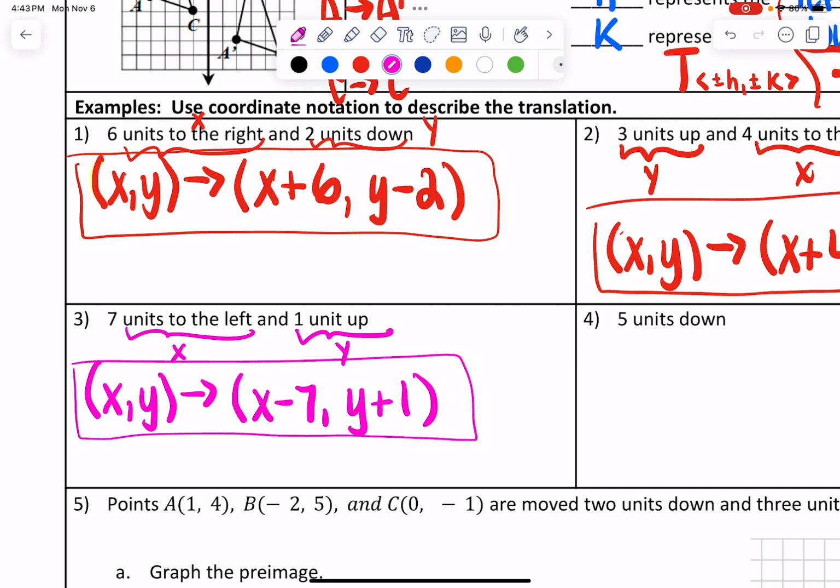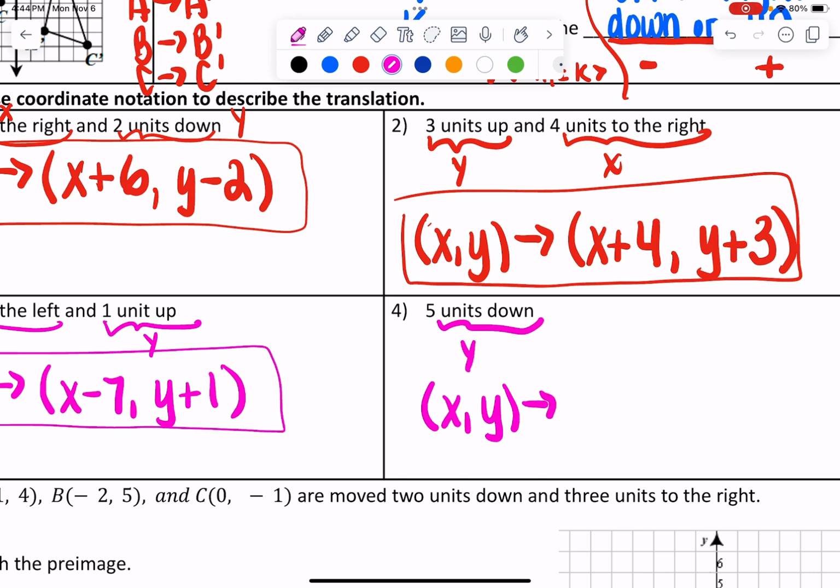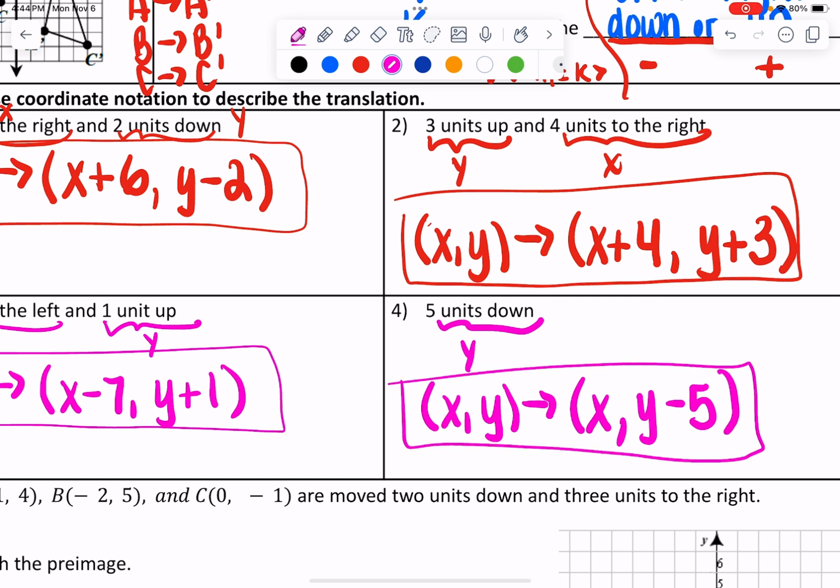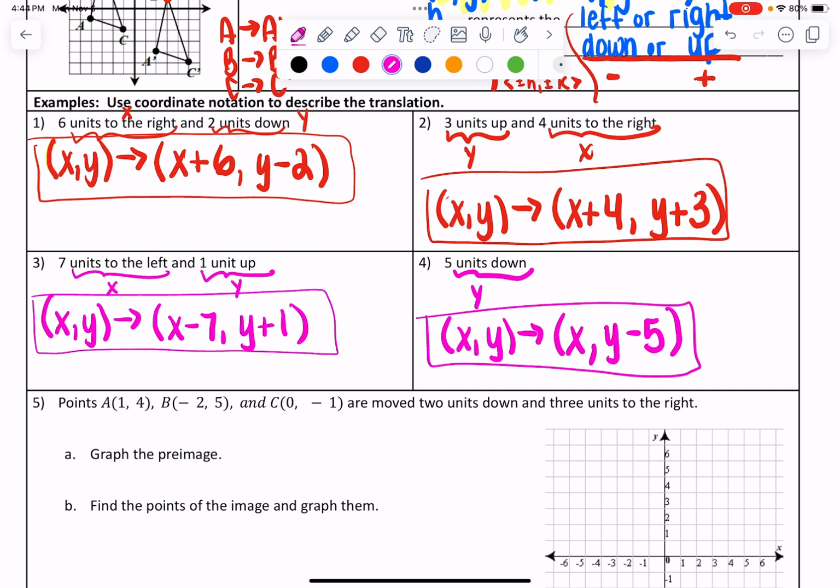So that's the last one that looks different, but it's not harder. When I'm talking about 5 units down, you have to ask yourself, is that dealing with x or y? It's going to be dealing with y because it's that vertical direction. So what I'm going to start off with is x comma y. Ask yourself, is anything happening to x? In this case, it's not. So I'm actually just going to leave x alone, and then I'm just going to subtract, y minus 5. Since nothing's happening to x, you don't have to add or subtract anything. So that's coordinate notation, and that's what we'll be using from here on out.